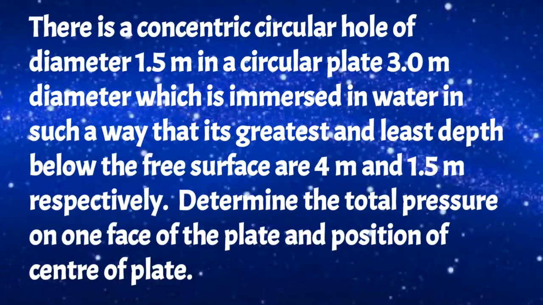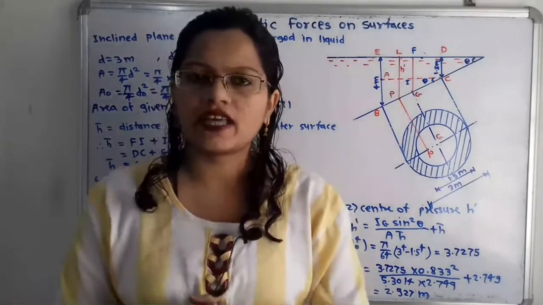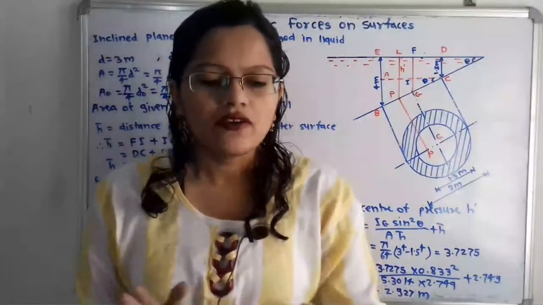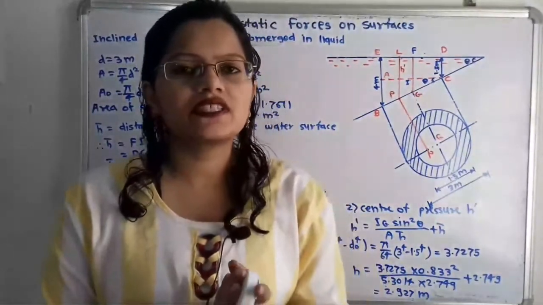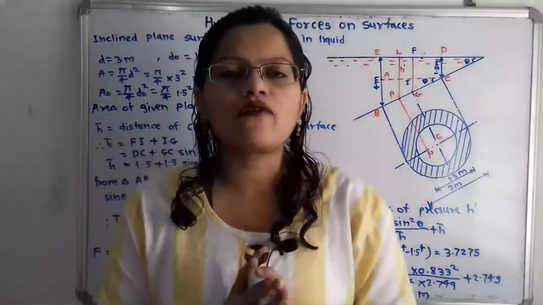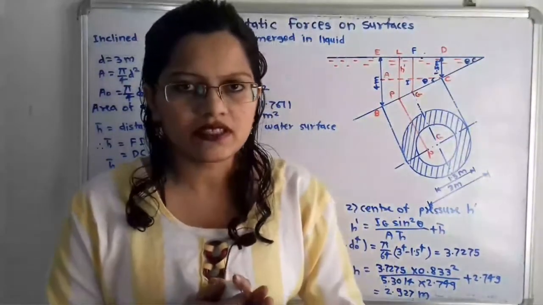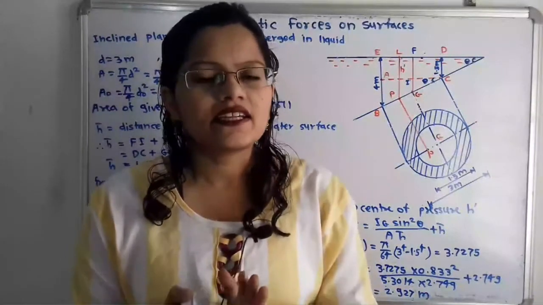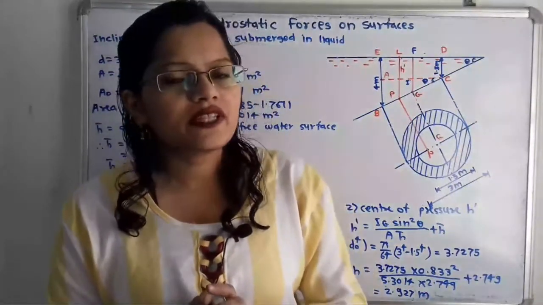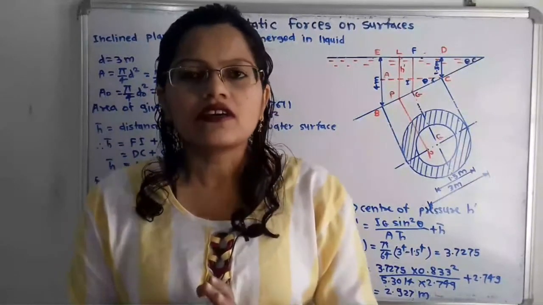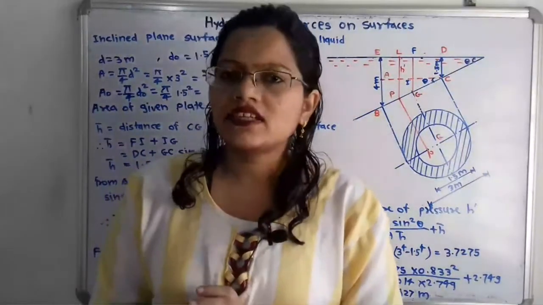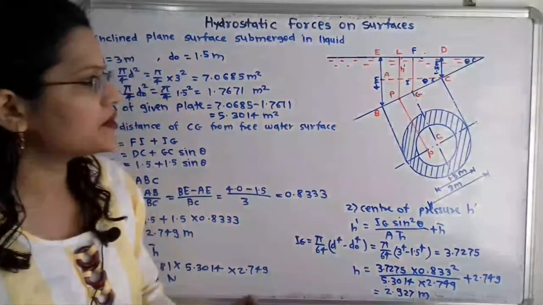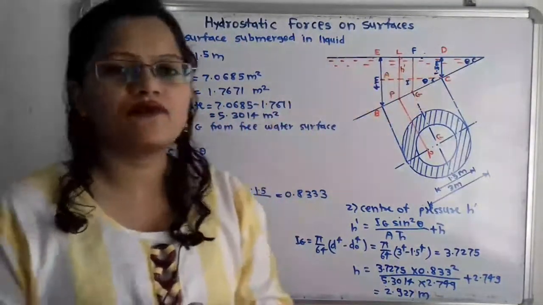Now let us first understand the construction diagram as per the given data. For the circular plate which has a concentric hole of 1.5 meter diameter, we have to first construct that. Then it is given that from the free surface of water, the greatest and least depth of this circular plate are given: 1.5 meter and 4 meter.